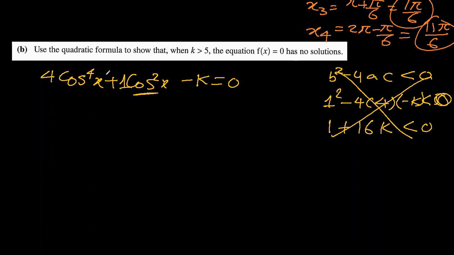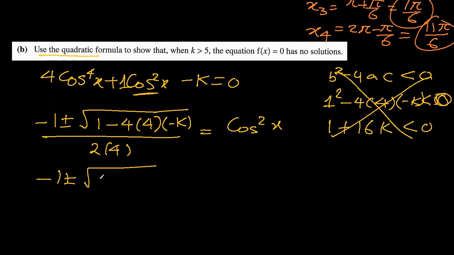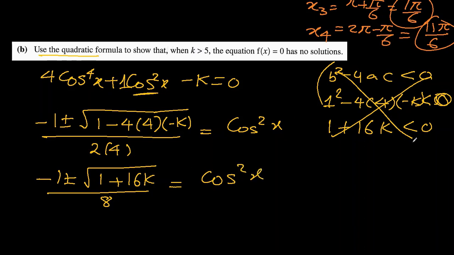That's what I try to explain to you through this activity. So we will use the quadratic formula because they have already hinted here, use quadratic formula. So we will use it now. Minus 1 plus minus square root of 1 square is 1 minus 4 times 4 and minus k, over 2 times 4, and this is cos square x. This is the value of cos square, whatever we are getting here. So minus 1 plus minus square root of 1 plus 16k, the discriminant we were getting here, over 8 equal to cos square x, right?